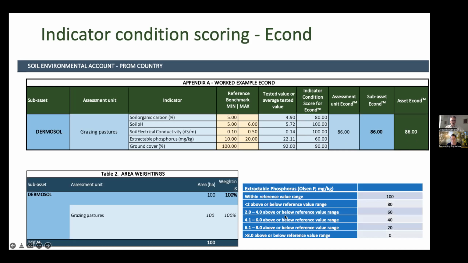And these are, just popping up here, another example of the extractable phosphorus scoring method, where if we're less than 2 above or below the reference value range, we get a score of 80. If we're greater than 8 units above or below reference value range, we get a score of 0.